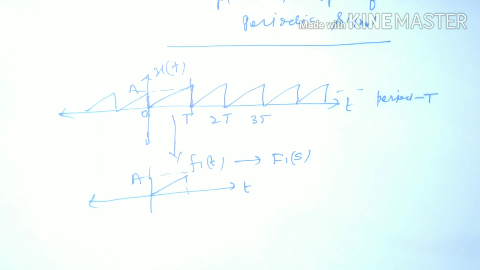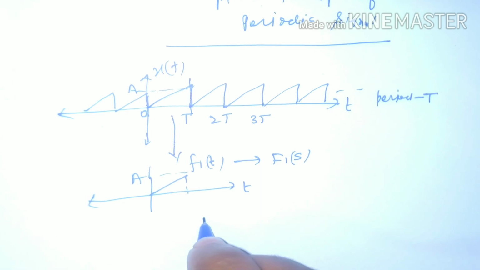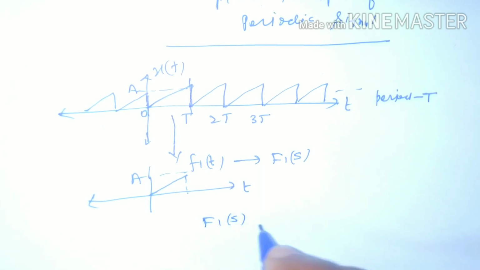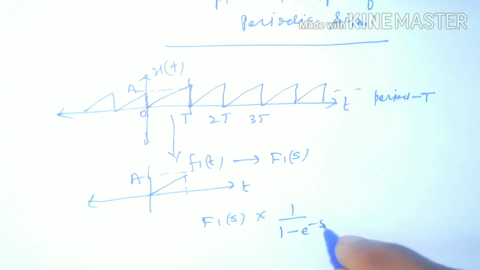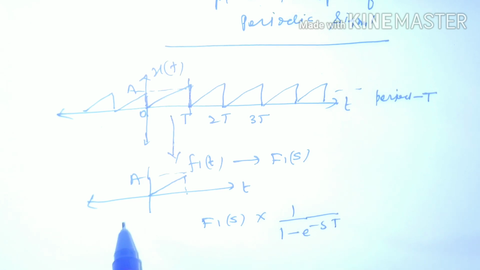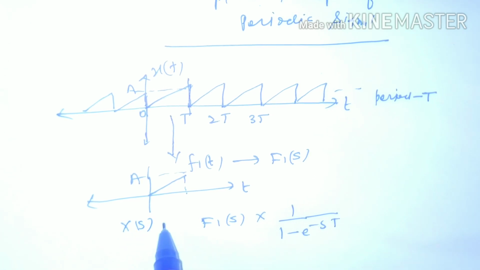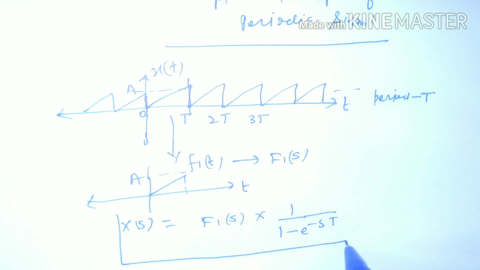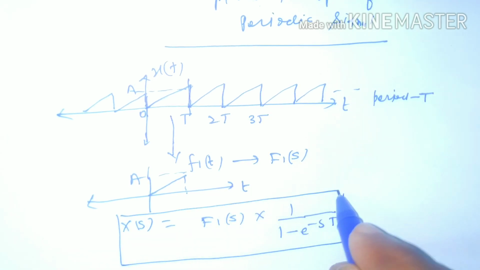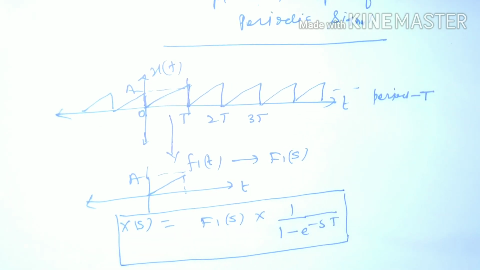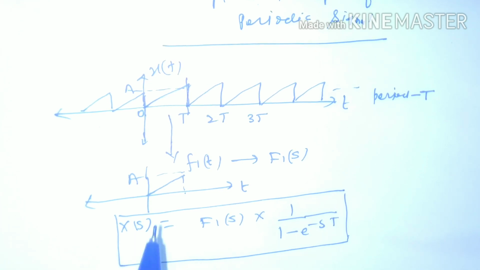Then the Laplace transform of the entire periodic signal will be F1(s) multiplied by 1 over 1 minus e to the power minus sT. This is the Laplace transform of the entire periodic signal. So at first we have to find the Laplace transform of this signal.